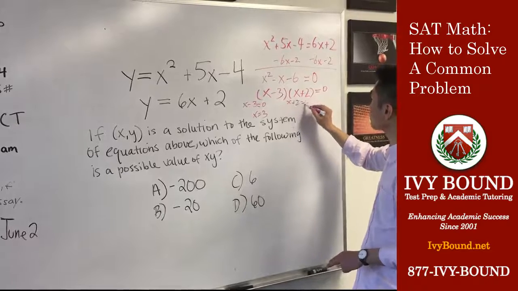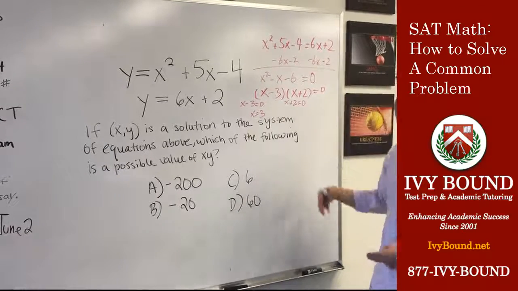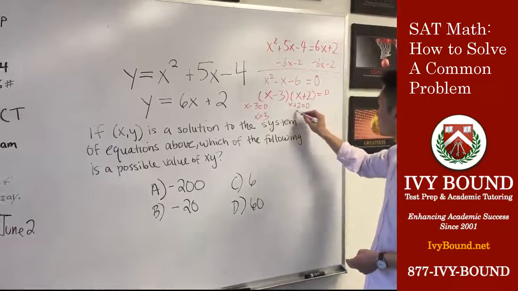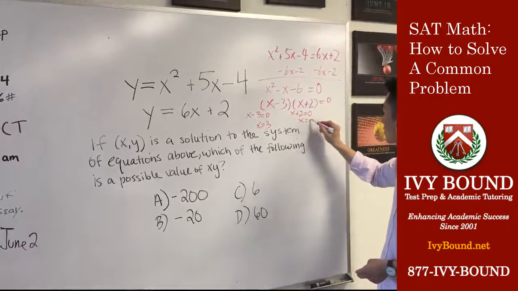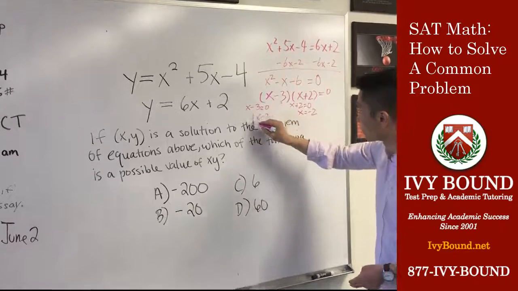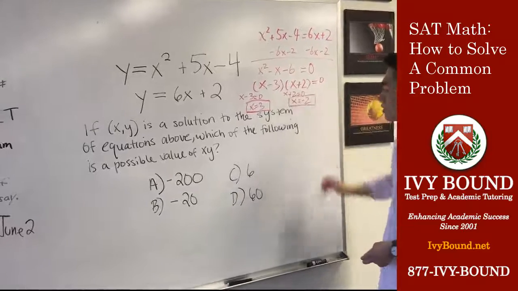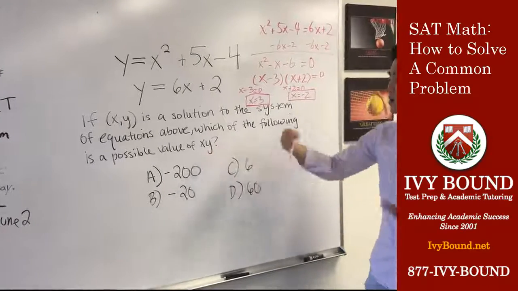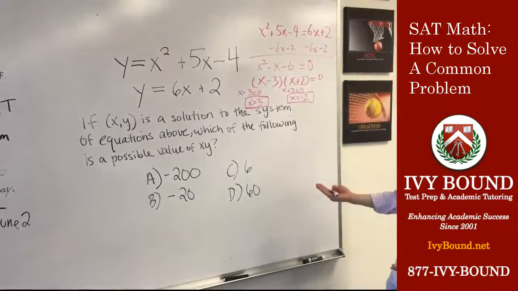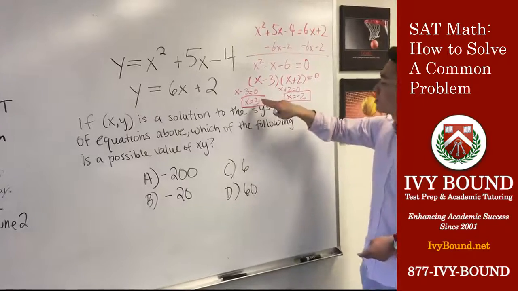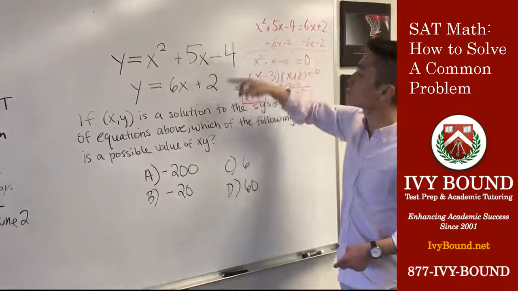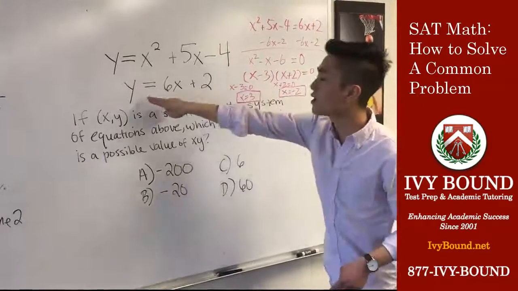x plus 2 should also be equal to 0. That will give us the second root. So in this case, x is -2. So we have our root number 1, root number 2. But the question is asking, what is a possible value of xy? So we have to plug x back into the simpler equation of the two to find the y value.